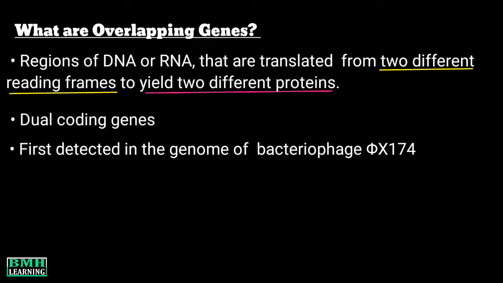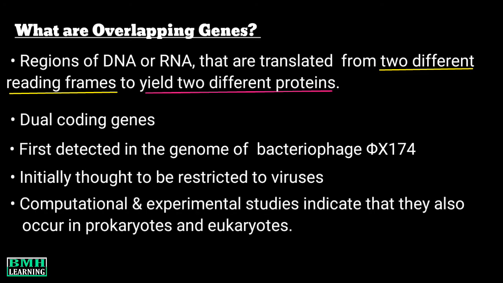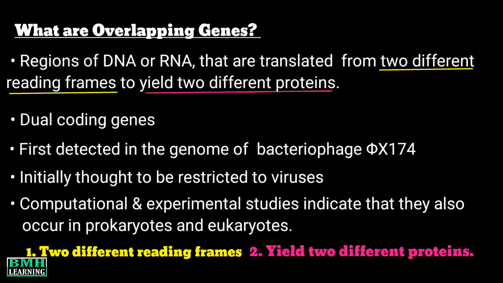They were first detected in the genome of bacteriophage ΦX174. For a long time, they were thought to be mostly restricted to viruses. But computational and experimental studies indicate that they also occur in prokaryotes and eukaryotes. If you noticed clearly, there are two underlined points in the first statement: from two different reading frames, and the production of two different proteins.